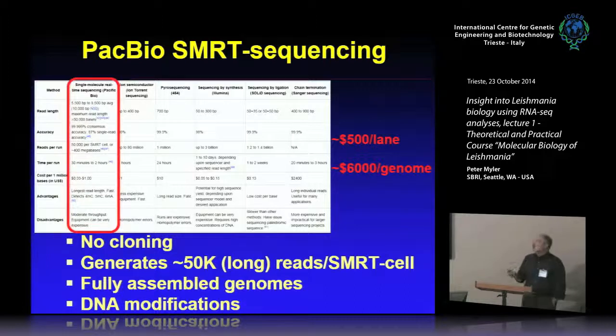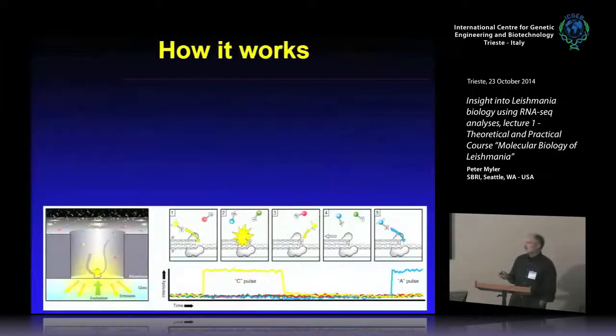So I think that PacBio is going to be really good to get accurate reference genomes for every species of Leishmania, and then we'll use Illumina sequencing to resequence all of the strains and find the differences. So that's where I think we're headed over the next couple of years.